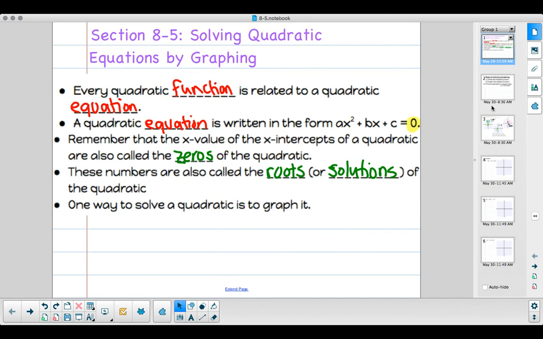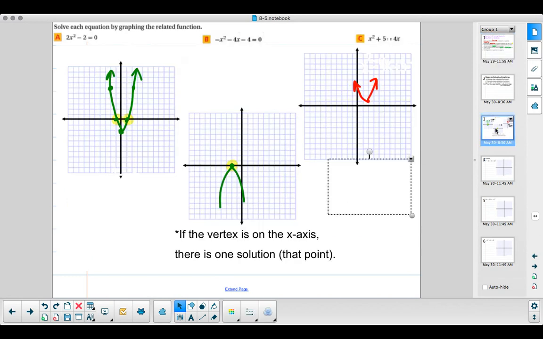So one way to solve a quadratic is to graph it. I have these quadratics already graphed for you. So the first one's 2x squared minus 2 equals 0. This is already in the form ax squared plus bx plus c equals 0. You can use the axis of symmetry and the intercepts to find the graph, or you could make a table of values if you prefer.